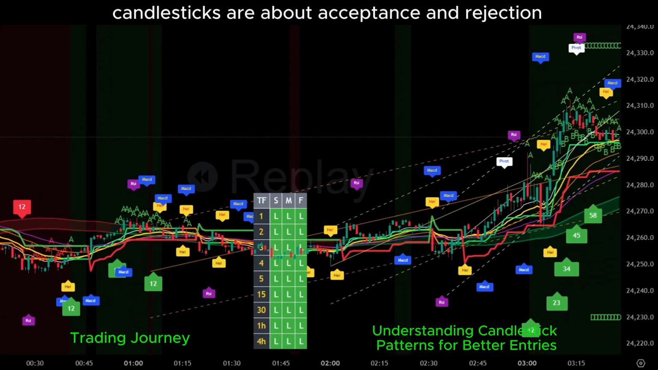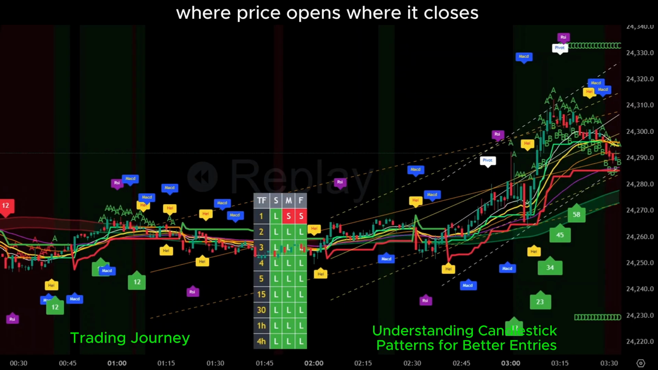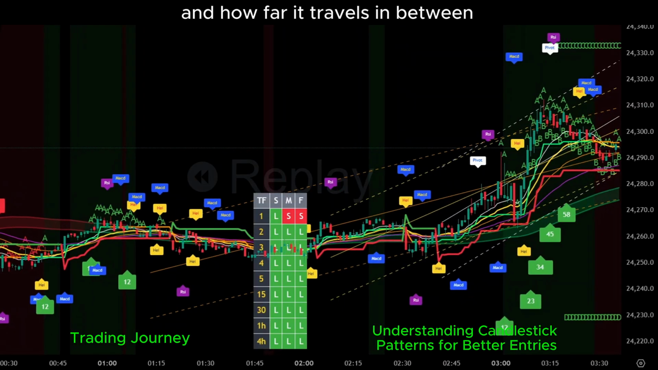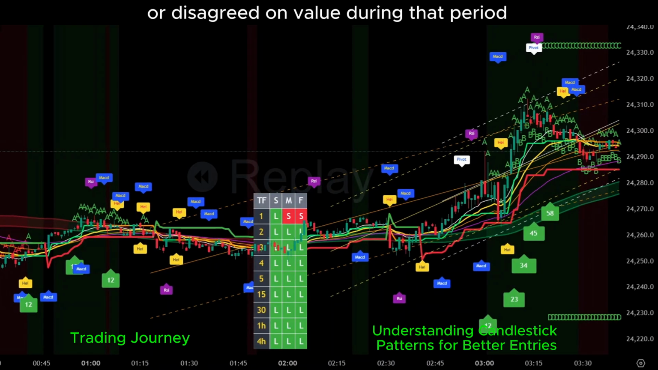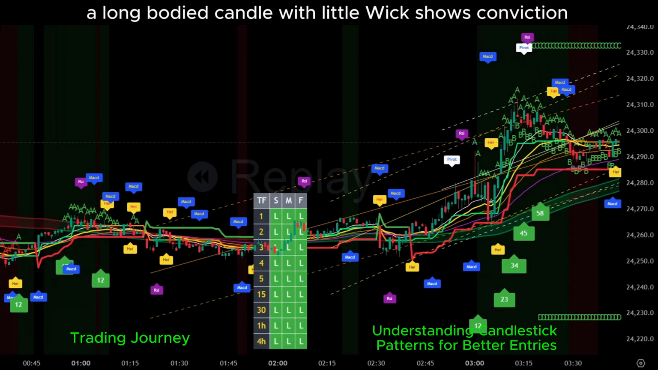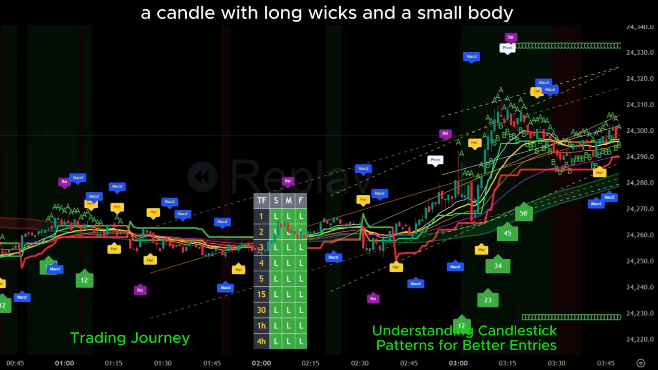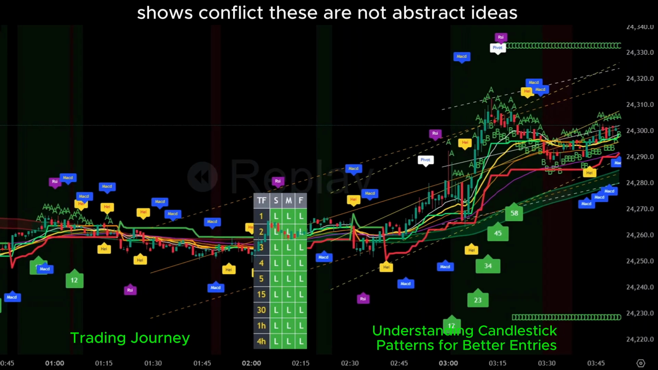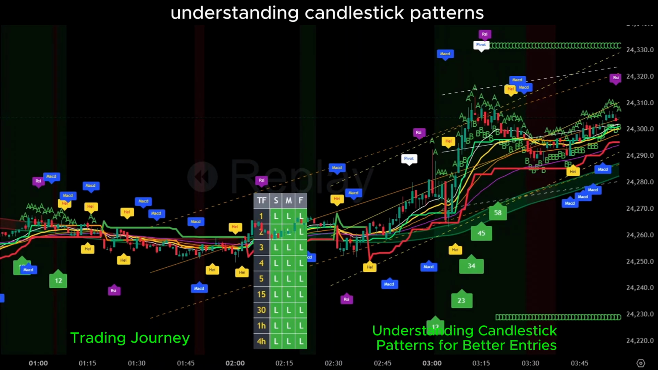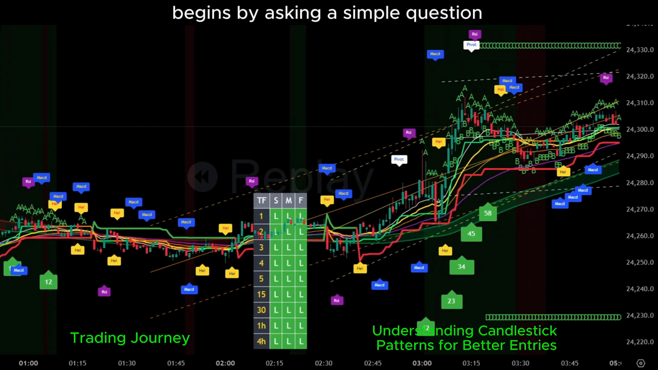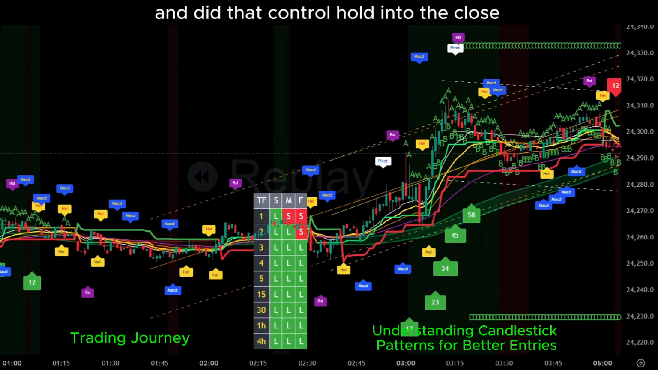At their core, candlesticks are about acceptance and rejection. Where price opens, where it closes, and how far it travels in between reveal whether participants agreed or disagreed on value during that period. A long-bodied candle with little wick shows conviction. A candle with long wicks and a small body shows conflict. These are not abstract ideas. They are behavioral footprints. Understanding candlestick patterns begins by asking a simple question: who was in control during this period, and did that control hold into the close?